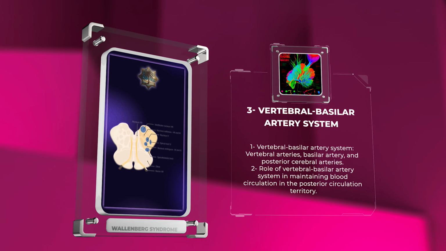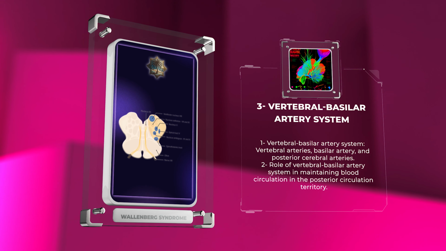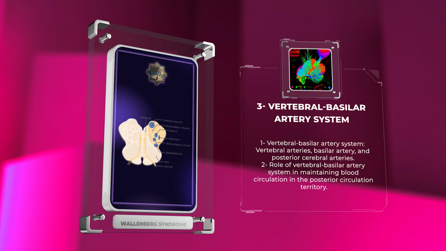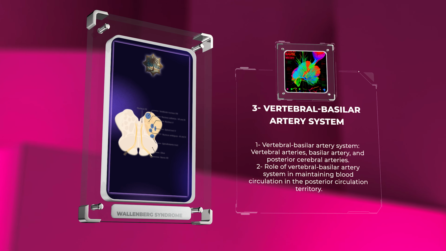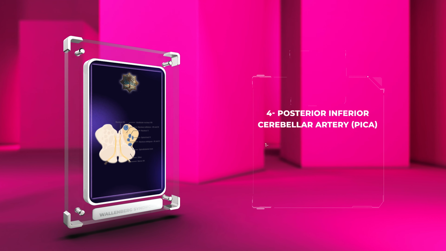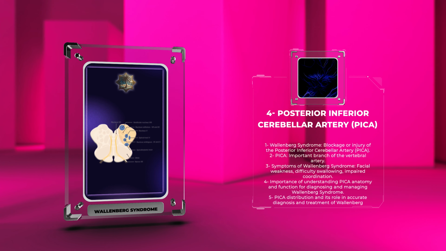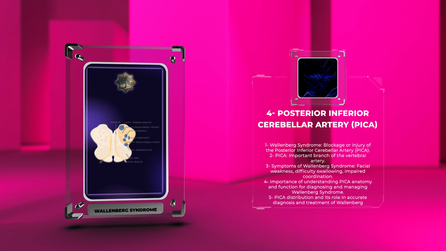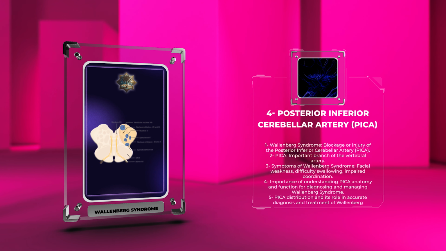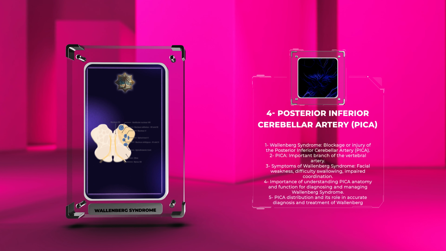The vertebral arteries arise from the subclavian arteries and fuse to form the basilar artery, which supplies blood to the brainstem, cerebellum, and posterior cerebral arteries. These arteries have an essential role in maintaining proper blood circulation and oxygenation in the posterior circulation territory. Wallenberg syndrome is a neurological condition that occurs when there is a blockage or injury of the posterior inferior cerebellar artery, PICA. The PICA is an important branch of the vertebral artery, which supplies blood to the lateral medulla, a region of the brainstem. When the PICA is blocked, it results in decreased blood flow to this area, leading to the development of Wallenberg syndrome.